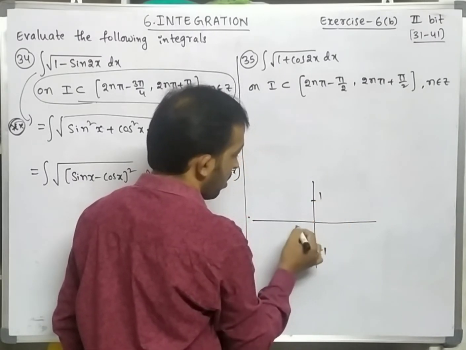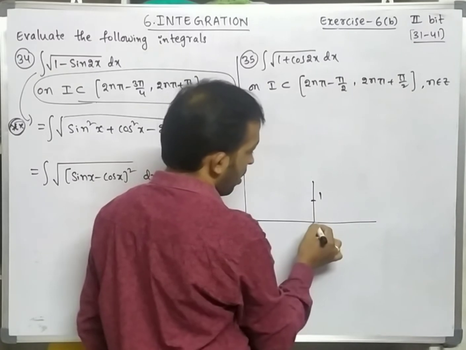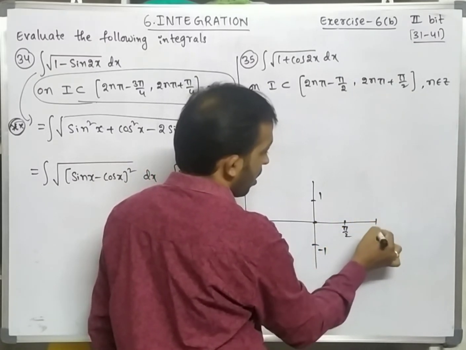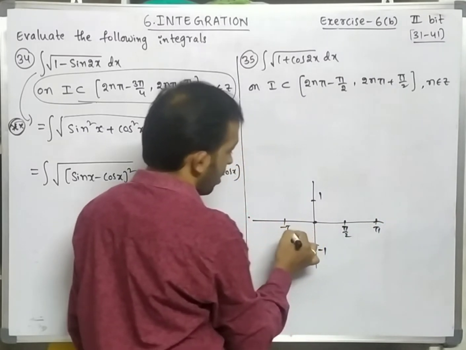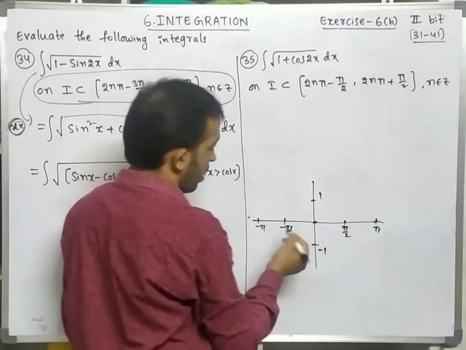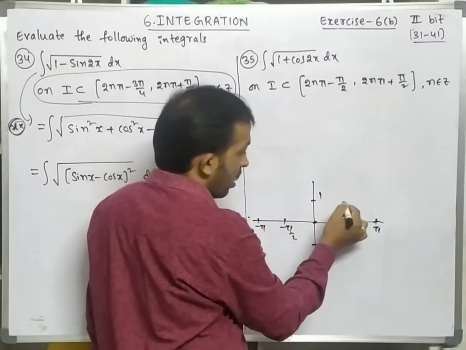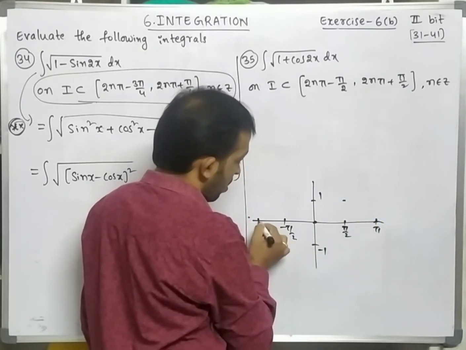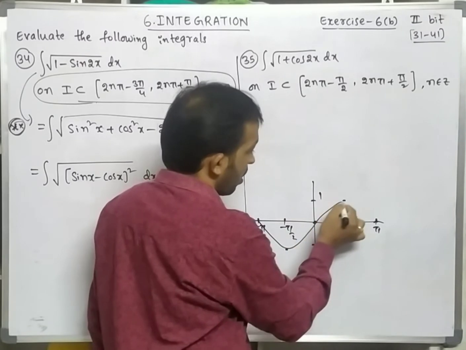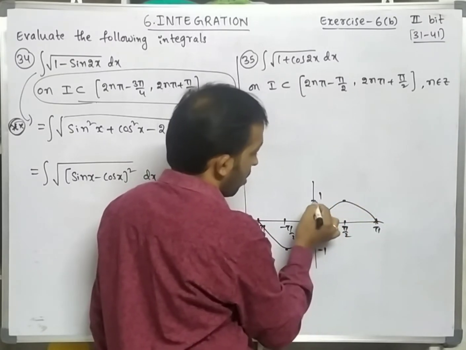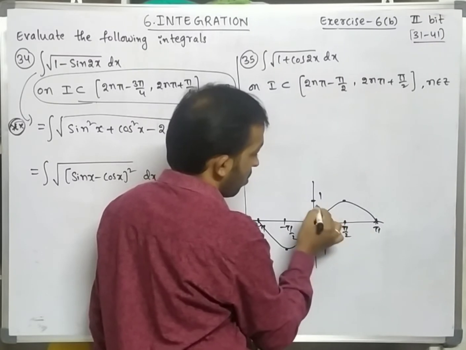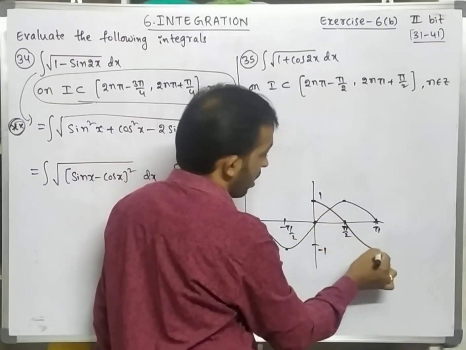Minus 1, plus 1. So sin 0 is 0, sin 90 is 1, sin 180 is 0, and then minus 1 at minus 90. So this is the graph of sin x. And cos 0 is 1, cos 90 is 0, so like this we have.